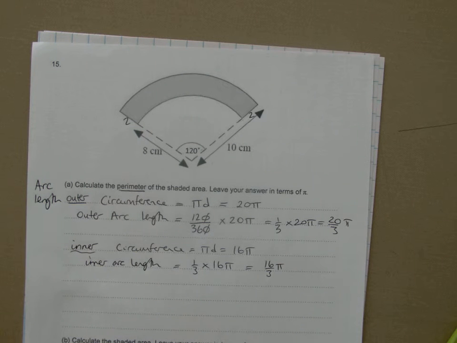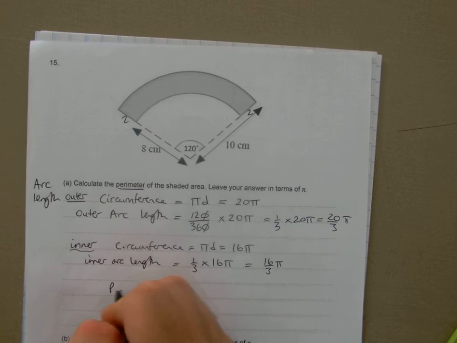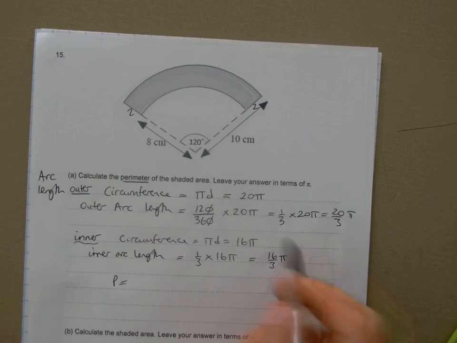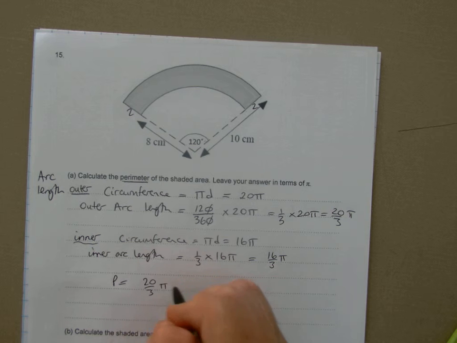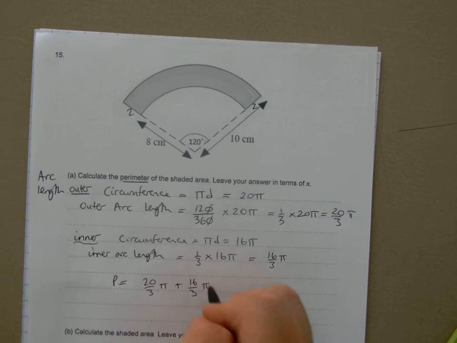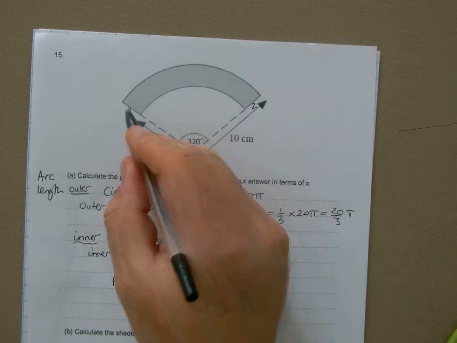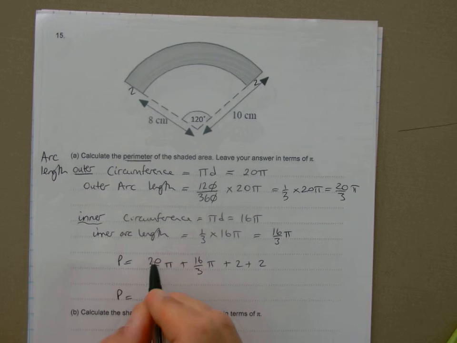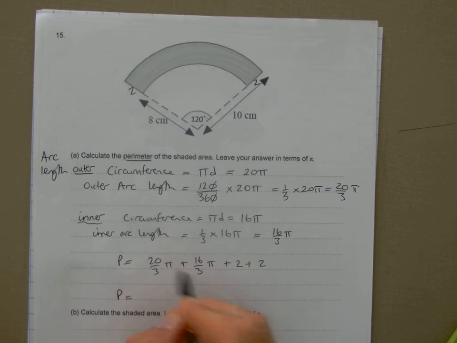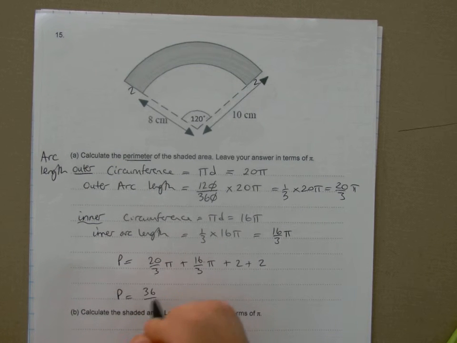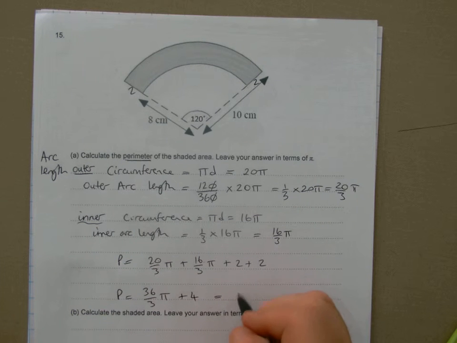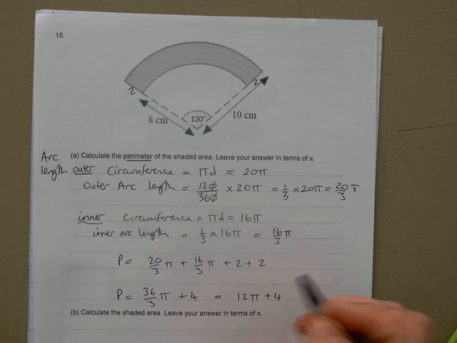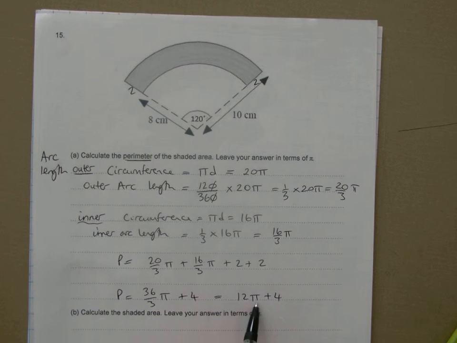To get the perimeter, all you've got to do is add them. So we've got the 20 thirds pi plus the 16 thirds pi plus these two little bits here, 2 and 2. If we add 20 over 3 plus 16 over 3, well 20 add 16 is 36, so 36 over 3 pi plus 4, and that works out to be 12 pi plus 4. So we've given our answer in terms of pi: 12 pi plus 4, and we leave it like that.